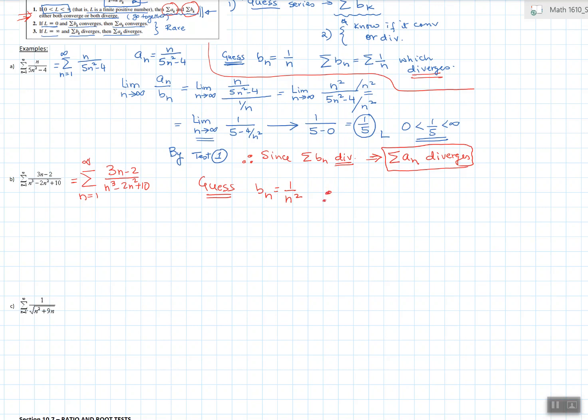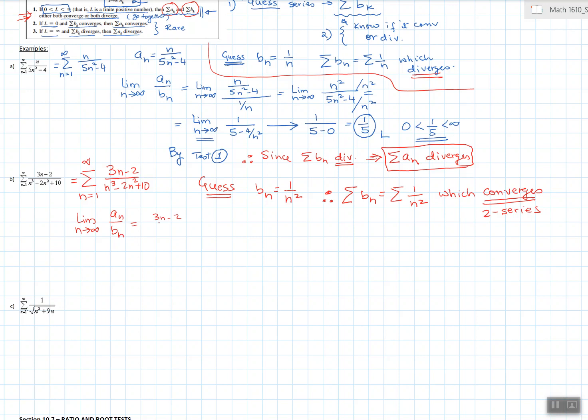So therefore, what can I say about my series Bn? Well, series Bn is the series 1 over n squared, and this converges because this is a p-series. Remember from p-series we learnt that when p is 2, you get convergence. Now I'm going to find the limit of An over Bn. So let's do the algebra.